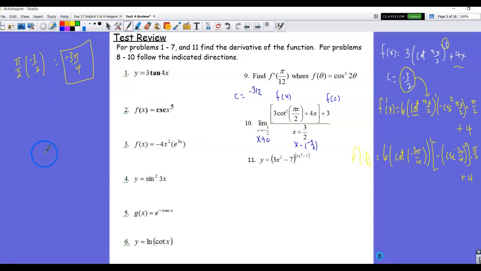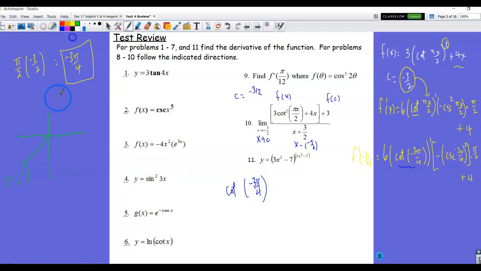Now over here on the left-hand side, I'm going to come back to trig, and negative 3 pi over 4 is in the third quadrant. And in the third quadrant, the cosines are negative and the sines are negative. So I want to remember that when I'm evaluating this. All right, so let's start by evaluating the cotangent of negative 3 pi over 4.